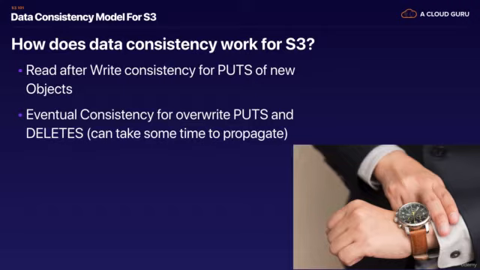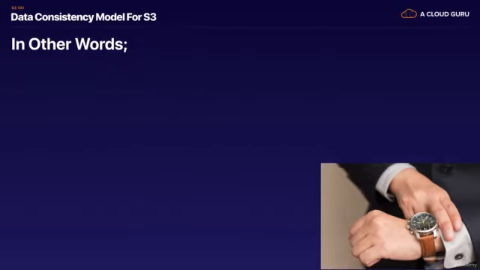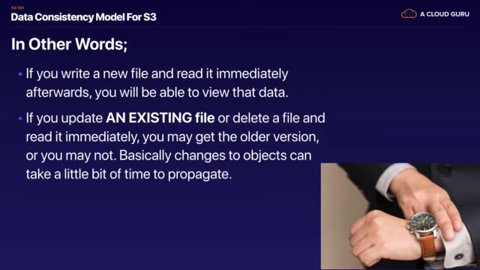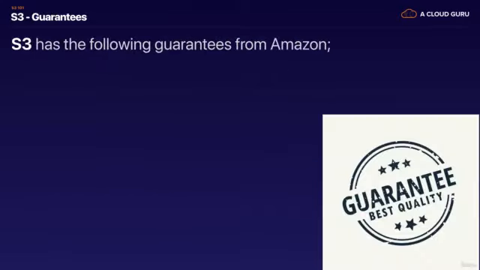So there's an eventual consistency for overwrite puts and deletes. So only when you're overwriting a file or you're deleting a file, eventually it's going to be consistent. That's all that means. So you have read after write consistency for puts of new objects, and you have eventual consistency for overwrite puts and deletes. So in other words, if you write a new file and read it immediately afterwards, you'll be able to view that data. And if you update an existing file or delete a file and read it immediately, you may get the older version or you may not. Basically, the changes can take a little bit of time to propagate.